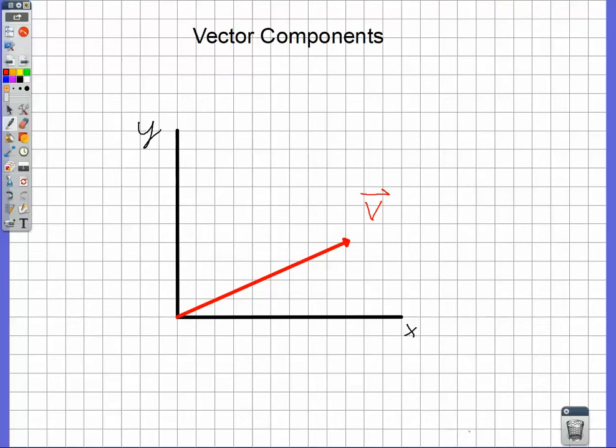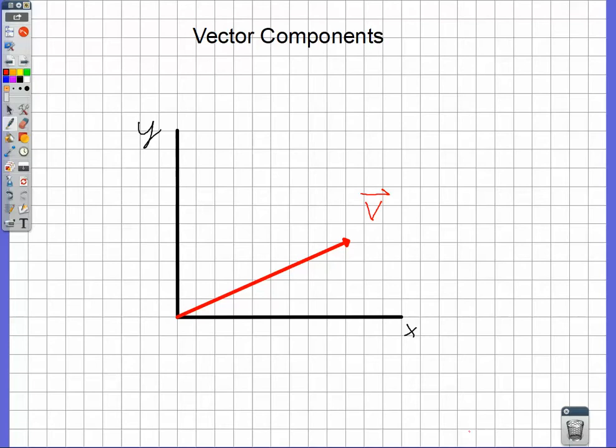In this video we're going to take a look at how to find vector components when given a vector, or how to go from the components of the vector and go back and get the magnitude and direction. We're going to be using some right triangle trigonometry to do this. So you've got to remember your SOHCAHTOA, your sine, cosine, and tangent.